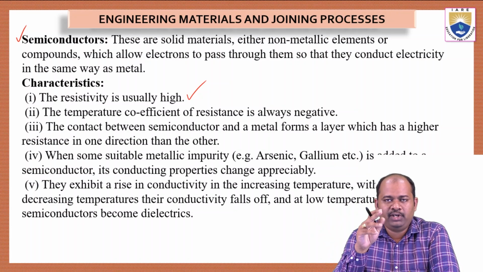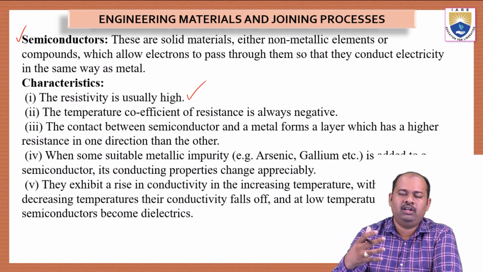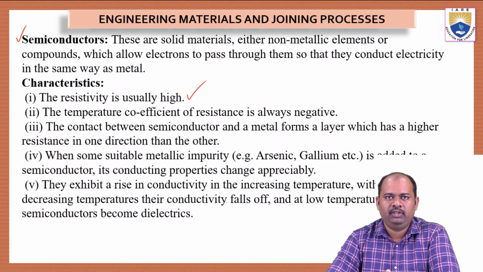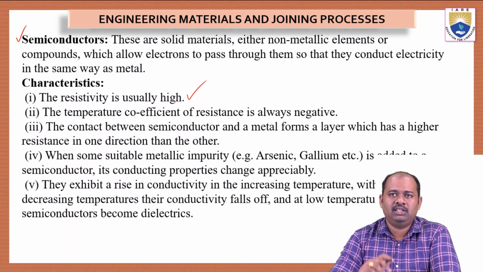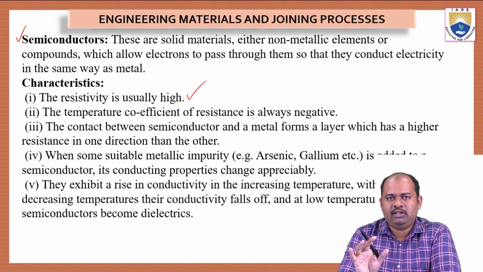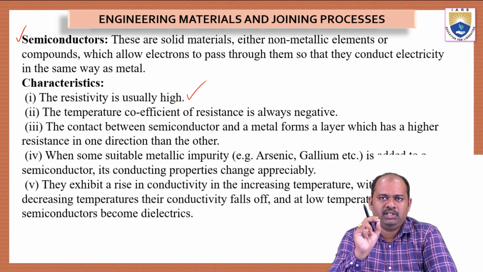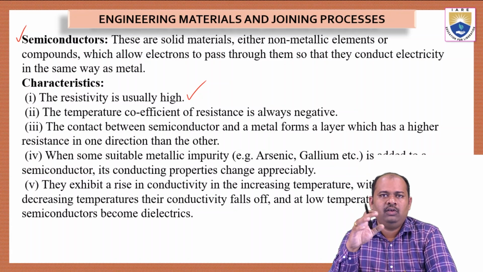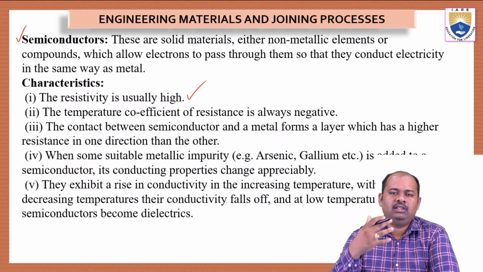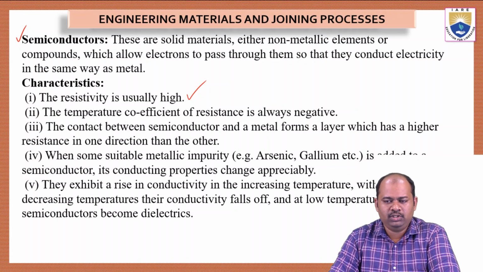This property makes the use of semiconducting devices very rapid in the field of electronics and computers. The temperature coefficient of resistance is always negative. Whenever there is a temperature and electricity related thing, this will always be negative. That is why it is used as a semiconducting device. The contact between a semiconductor and a metal forms a layer which has a higher resistance in one direction than the other.